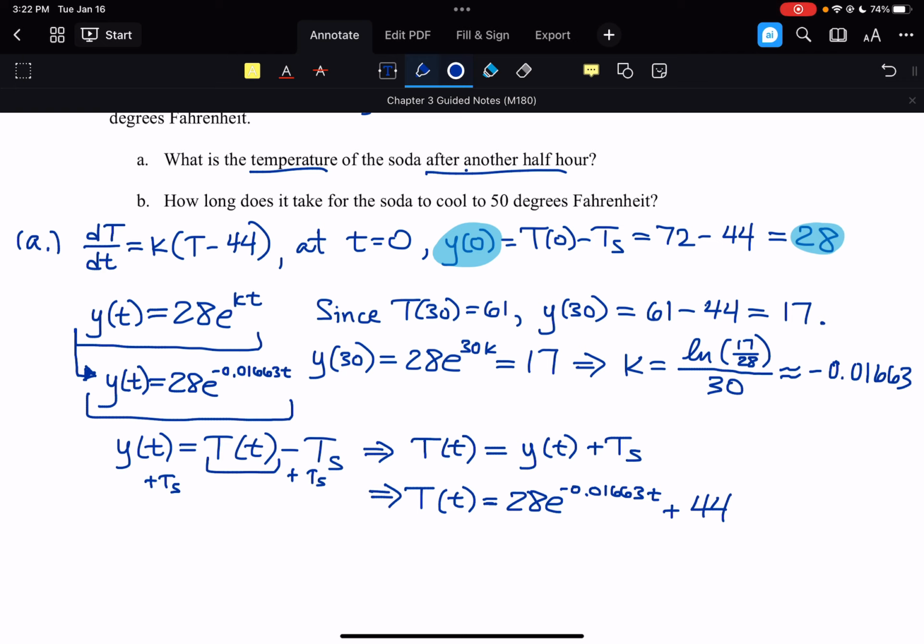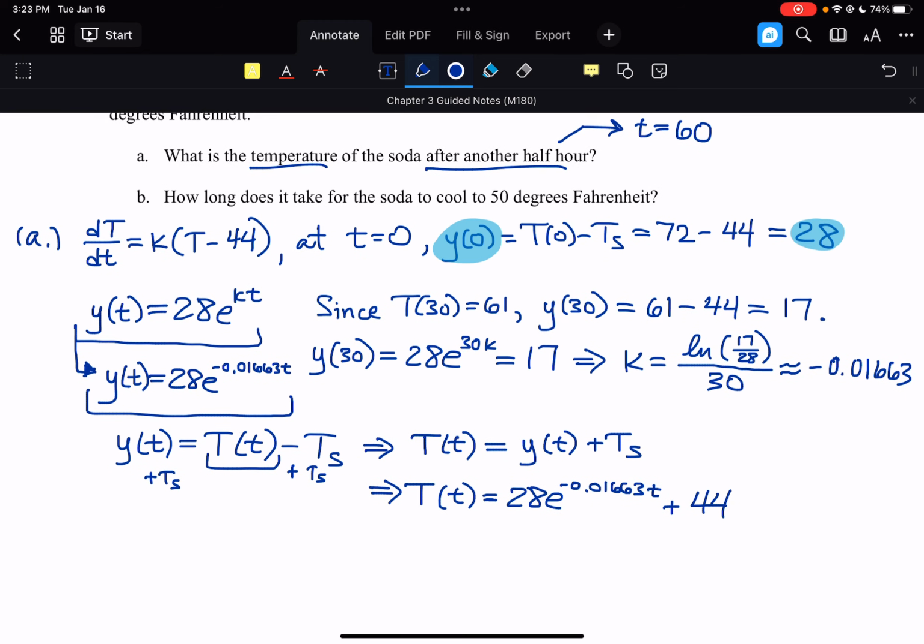So the temperature of the soda after another half hour, well, a half hour already passed. That was 30 minutes. Another half hour passing will put the time at 60 minutes. Be very careful to be consistent in your units. If you used 30 here, don't use 1 down here for 1 hour, because then it'll be like you're doing it for 1 minute. If you want to use 1 for 1 hour here, you need to use 1/2 for a half hour up here. But as long as you're consistent with your notation, then you should be fine.